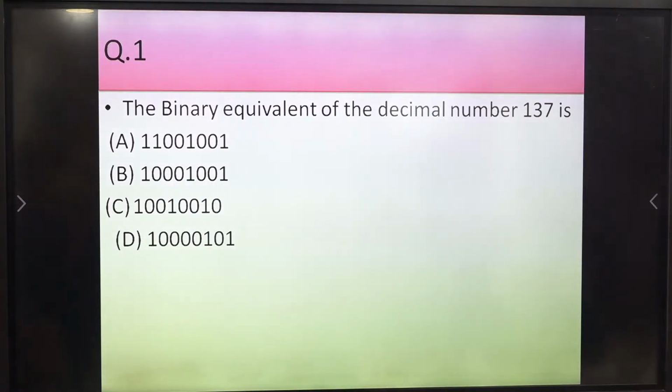This is from number system, we can say conversion. What is the answer? Please write in the chat box immediately. All of you compute the answer and write your answer in the chat box. To give a response in the chat box is very important, so that I get an idea how many students are able to solve the question. We have to find the binary equivalent of the decimal number 137.